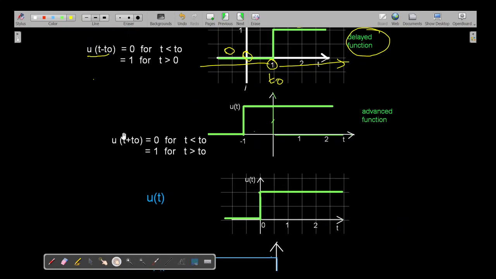Then here we have one more. This is u of t plus t naught. So that is 0 for t less than minus t naught and 1 for t greater than minus t naught. Here we take this minus 1 as t naught. So below t naught, that is, the left hand side, the values are 0. After this t naught, the values are 1. So that is the meaning of this.